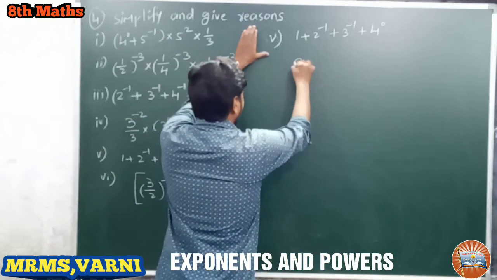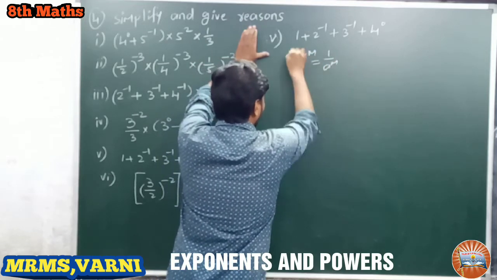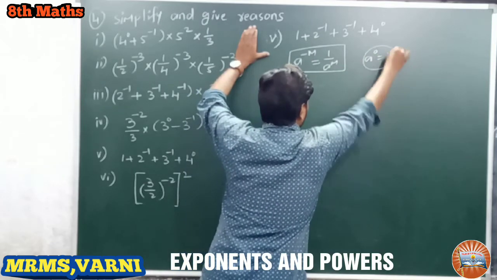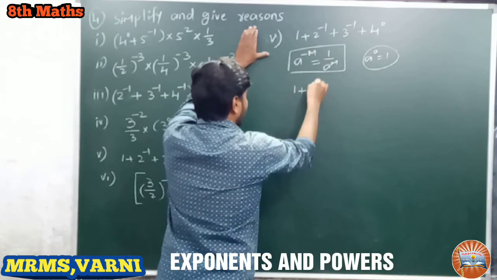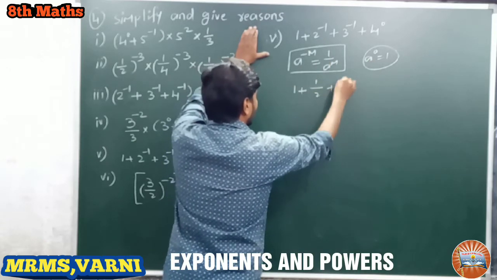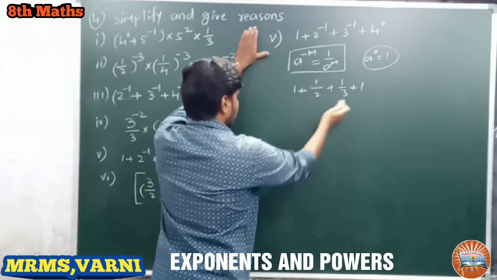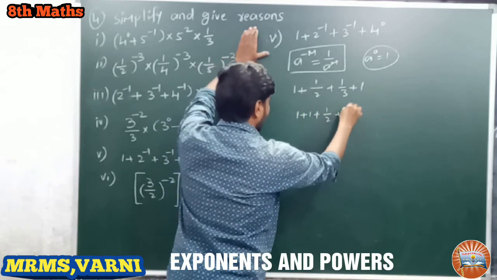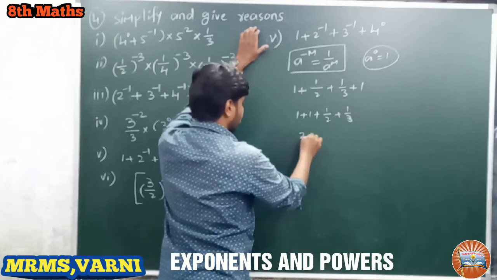Yes, we have the same formula, a power minus m is equal to 1 by a power m, and a power 0 we can write 1. With the use of these two formulas, this will be 1 plus 1 by 2 plus 1 by 3 plus 1. Okay, so bring this one here, 1 plus 1, 1 by 2 plus 1 by 3. So here it becomes 2.